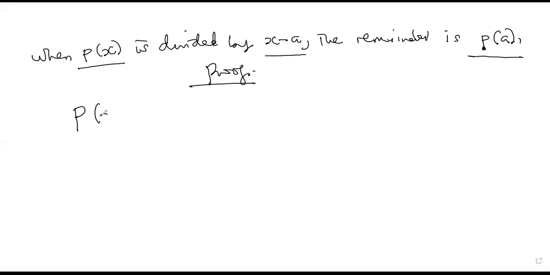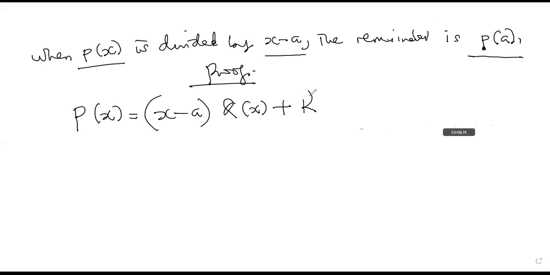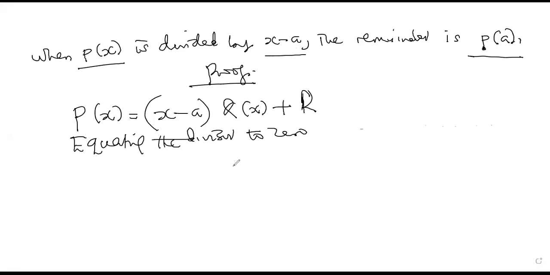It means that P of X is equal to what you're dividing with, that is X minus A, times the quotient of X plus the remainder R. Now, the moment they say a certain polynomial is divided by X minus A, you must equate this divisor to 0. So equating the divisor to 0, it would mean that X minus A is equal to 0. Therefore, X is equal to A. If X is equal to A, wherever there is X, go putting A.